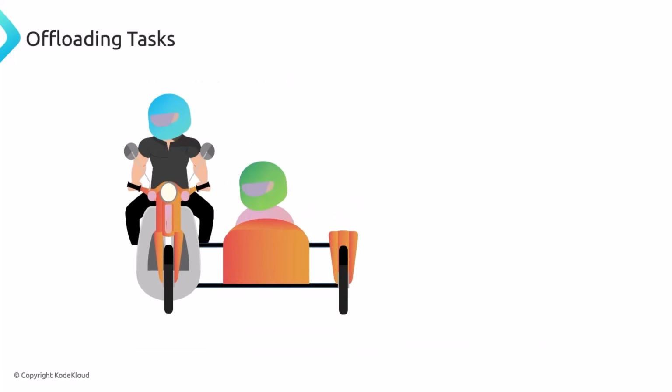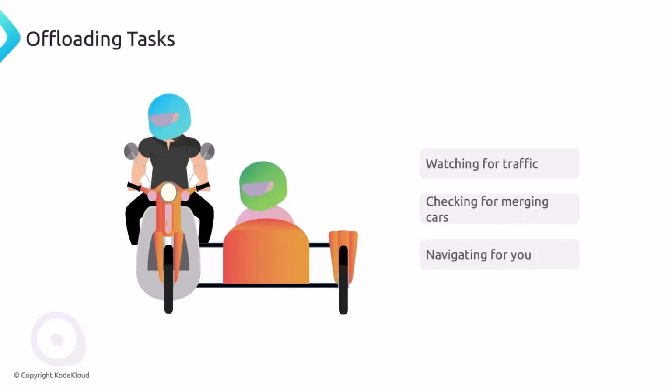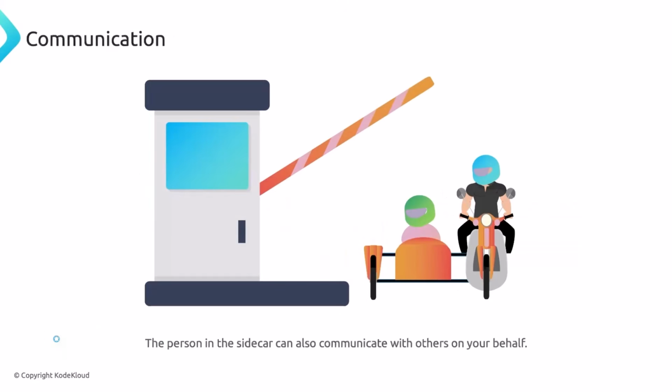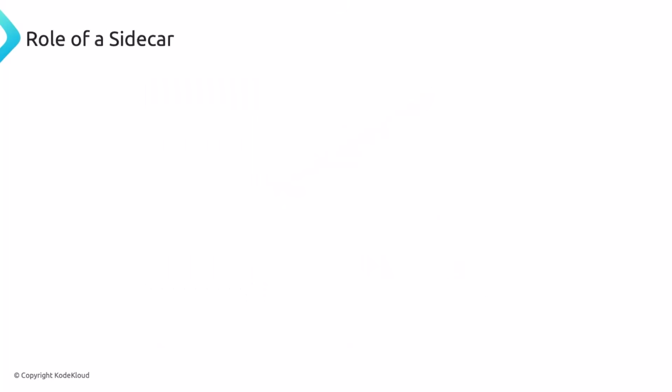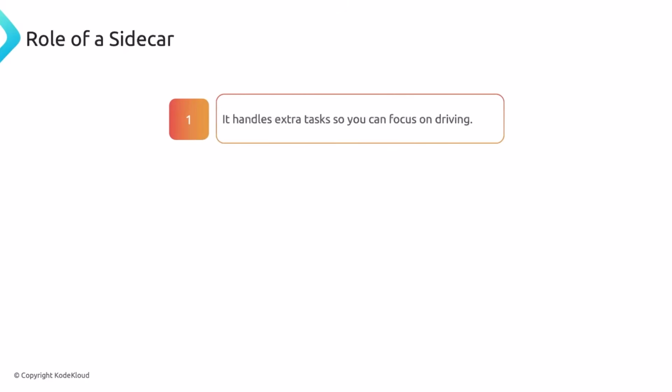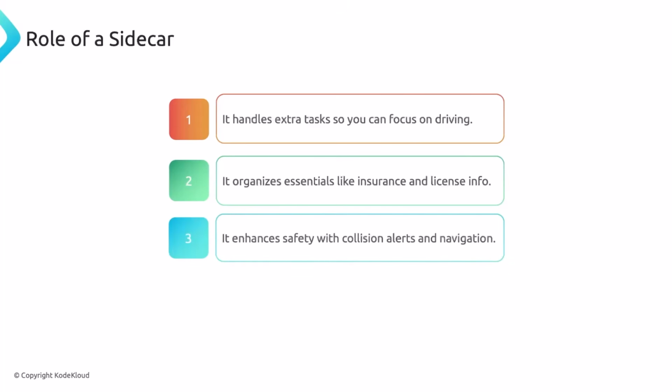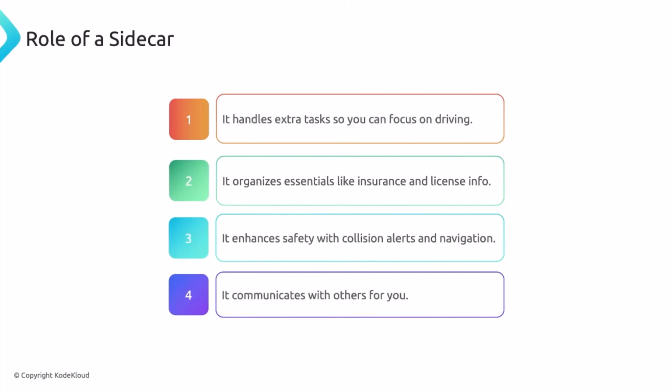The person inside the sidecar can help with some tasks like watching for traffic, checking for merging cars, navigation, so you can focus on driving without being distracted. The person in the sidecar can also communicate with others on your behalf. So, what is the role of the sidecar? In summary, it helps take the load off by handling extra tasks, organizing, navigating, and communicating with others on your behalf. That is the main role of a sidecar.